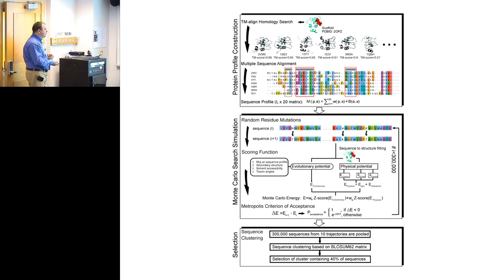And last, what we do is we take the 300,000 sequences from 10 independent trajectories, and we cluster them using the BLOSUM62 matrix. And this is done with a clustering size of 40% of the sequences.